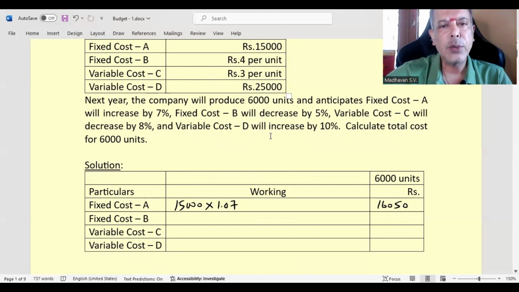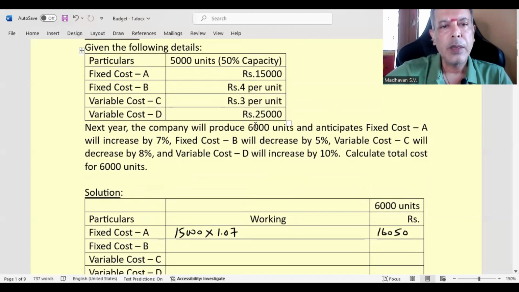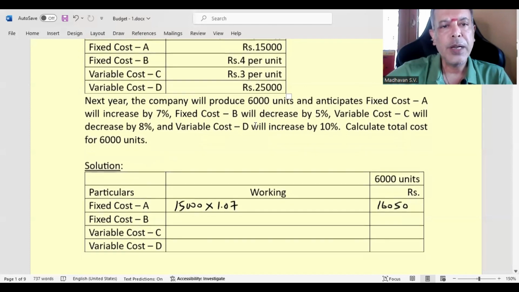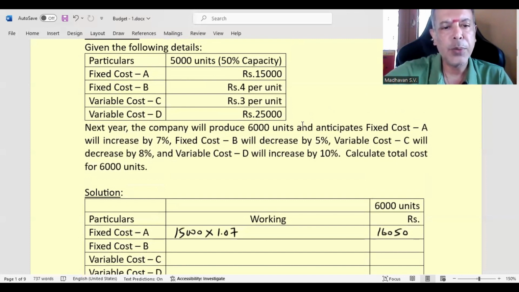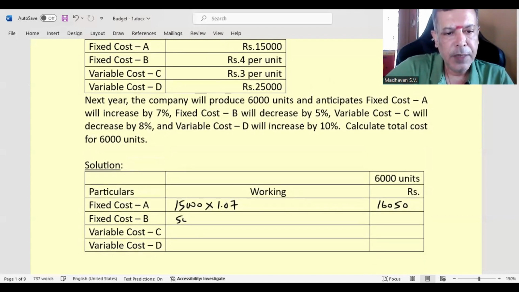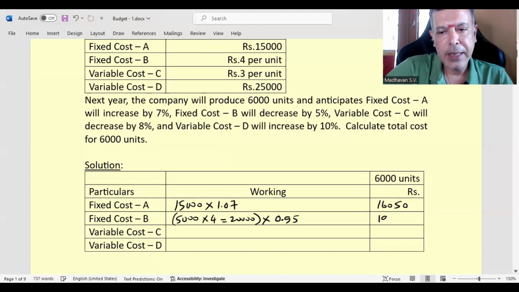First, we will convert that into total. Instead of unit, we have to convert it into total. Means here it is 5,000 units, 4 rupees per unit. So first of all, 5,000 into 4, which is 20,000. And then they say fixed cost B will decrease by 5%, which means since it is getting decreased by 5%, we are going to multiply it by 0.95. If we do that, we will get 19,000.